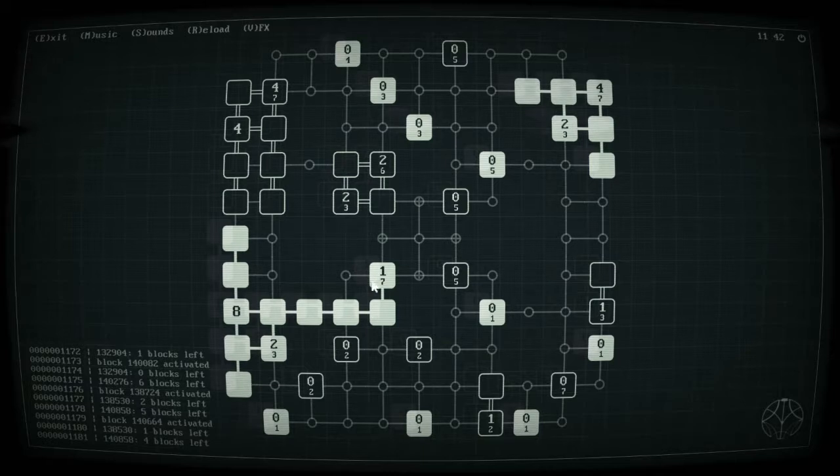I want to figure out the seven too. I feel like the seven is a teller. The seven's a teller. One, two, three, four, five, six, seven. So no matter what, this one is white. No matter what, this one has to be white.